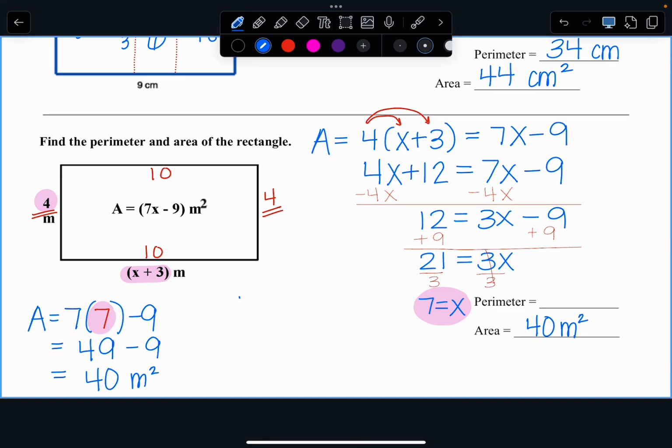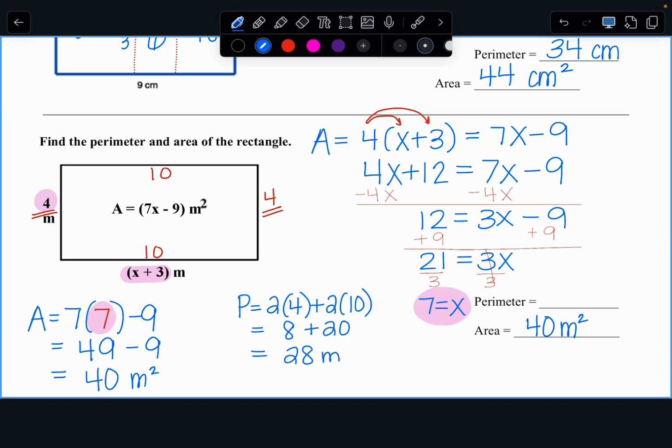For the perimeter, that's equal to twice your length plus twice your width. Or you could just add up all the outsides. It's up to you what you feel more comfortable doing. 8 plus 20 is 28, and this is meters. Questions on distance, area, or perimeter?